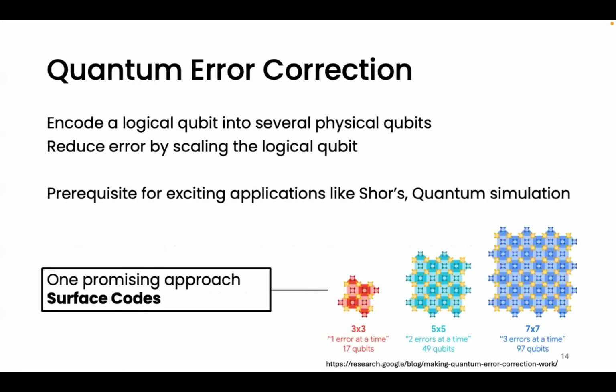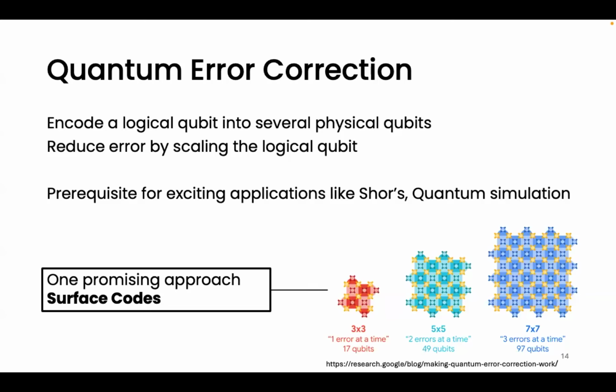But we're moving towards a world of quantum error correction. This is what you need in order to do those really exciting applications that you might have heard of, like Shor's algorithm, or simulating molecules for drug discovery. All of these long-term applications will be run on error-corrected quantum computers, where the idea is intuitive: you encode a logical qubit using several physical qubits. That redundancy reduces your error, and the larger you scale your logical qubit, the lower your error rate goes. One encoding scheme that's very promising right now is called a surface code.